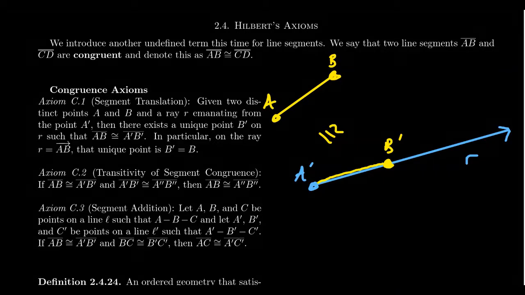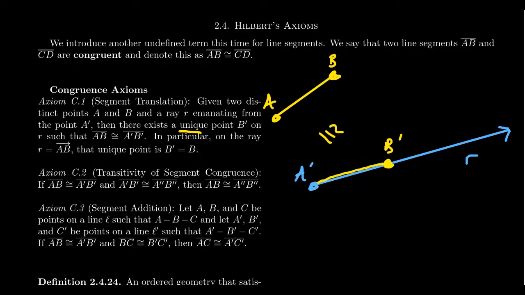But like I said, this point B is unique. There isn't more than one point that can accomplish this same thing. If we had some other points, B double prime, B triple prime, where maybe B prime is between them or something, right? This is the only segment on R that'll be congruent to AB. If you picked some other point, not gonna happen. So there's a very important uniqueness statement put inside of this.